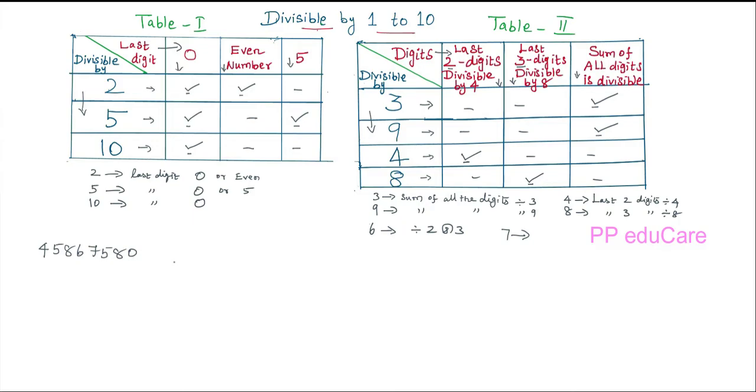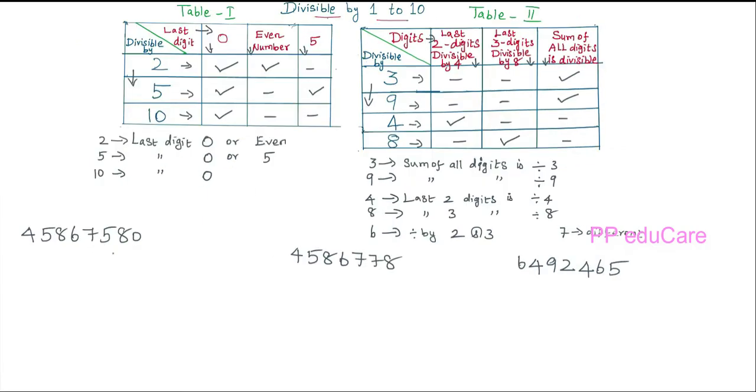4,58,67,580. Such a big number is this. And another example is 45,86,778. And another number, 64,92,465. Now let's see the divisibility of these numbers. So look at the first number. Look at the first example.